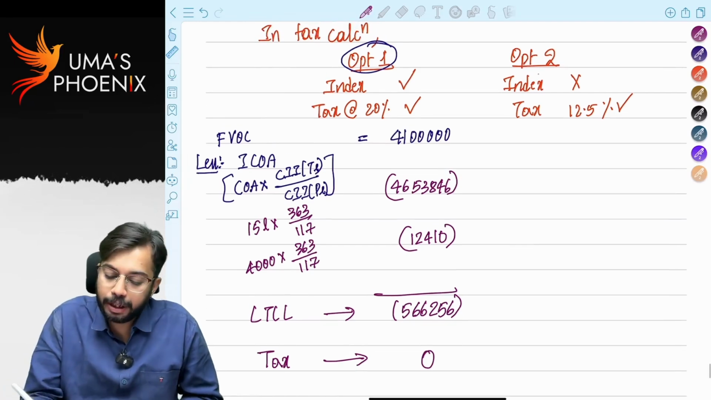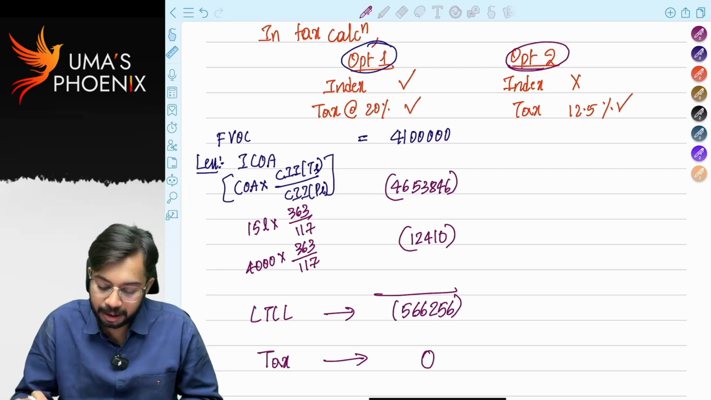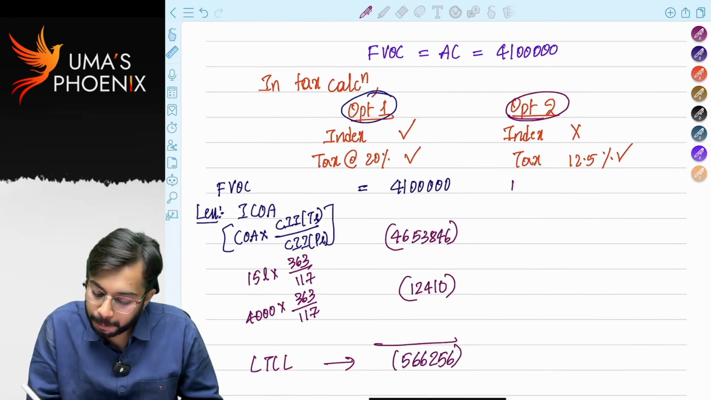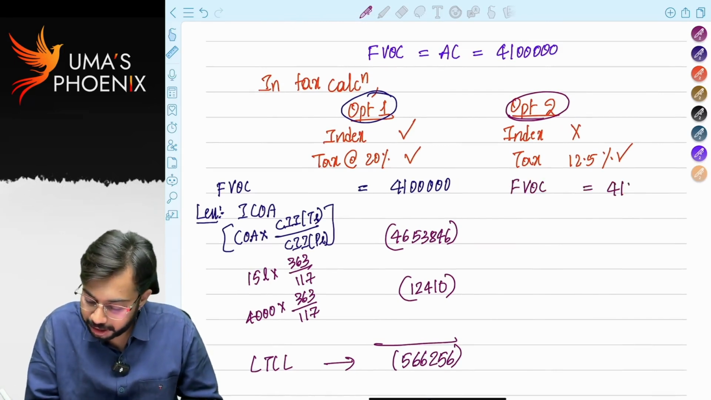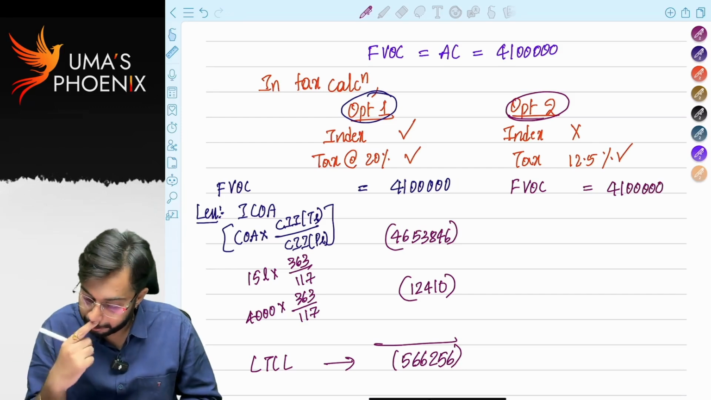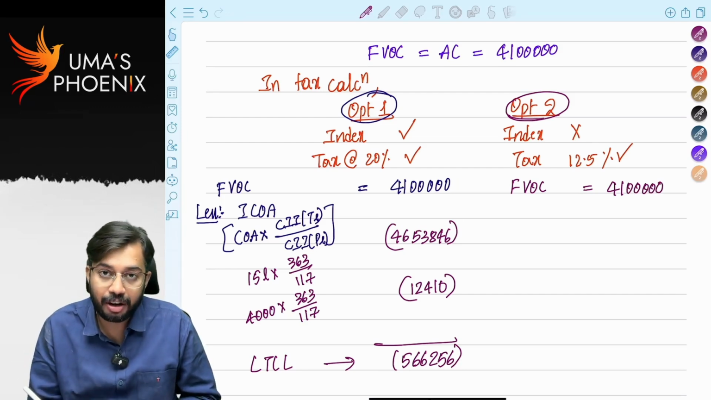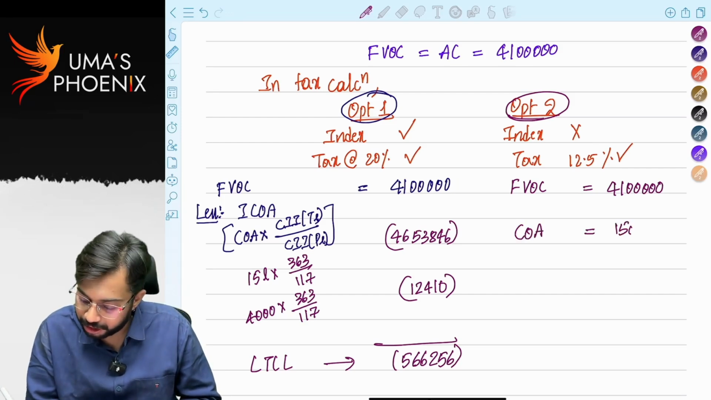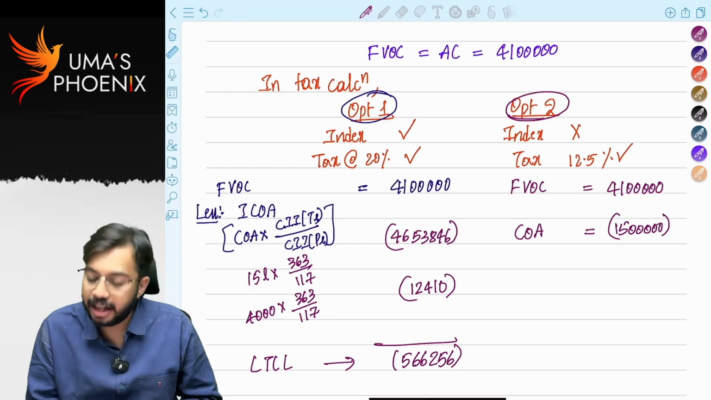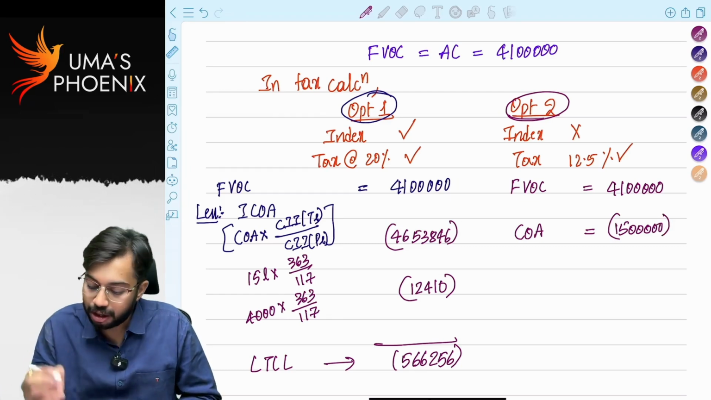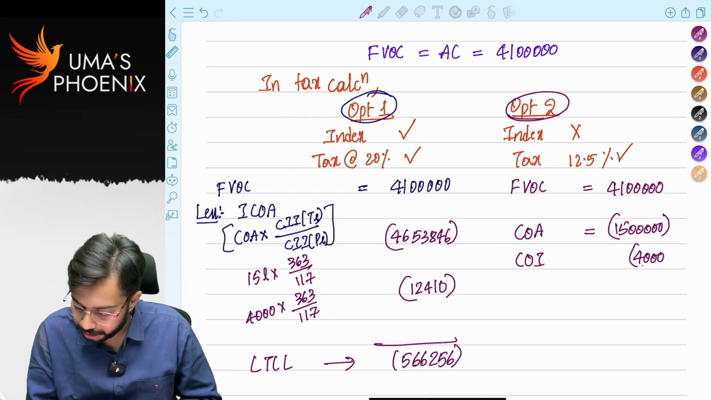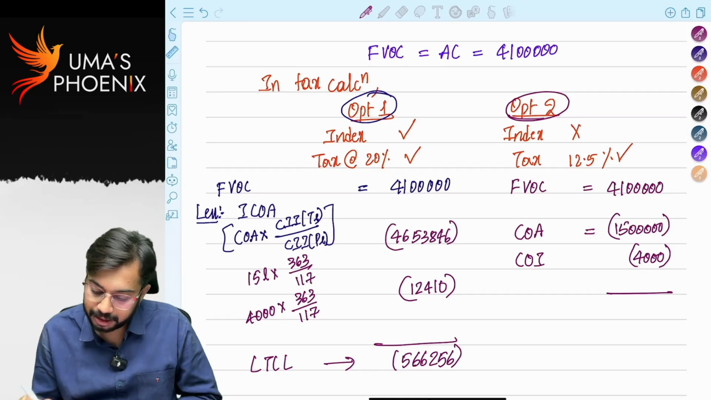Now, option 2: don't claim indexation benefit, and calculate tax at the rate of 12.5%. As per option 2, how much is the full value of consideration? 41 lakhs. Is indexed cost of acquisition allowed as deduction? No. Only cost of acquisition is allowed, which is 15 lakhs. Is indexed cost of improvement allowed? No. Only cost of improvement is allowed as deduction, which is 4,000.